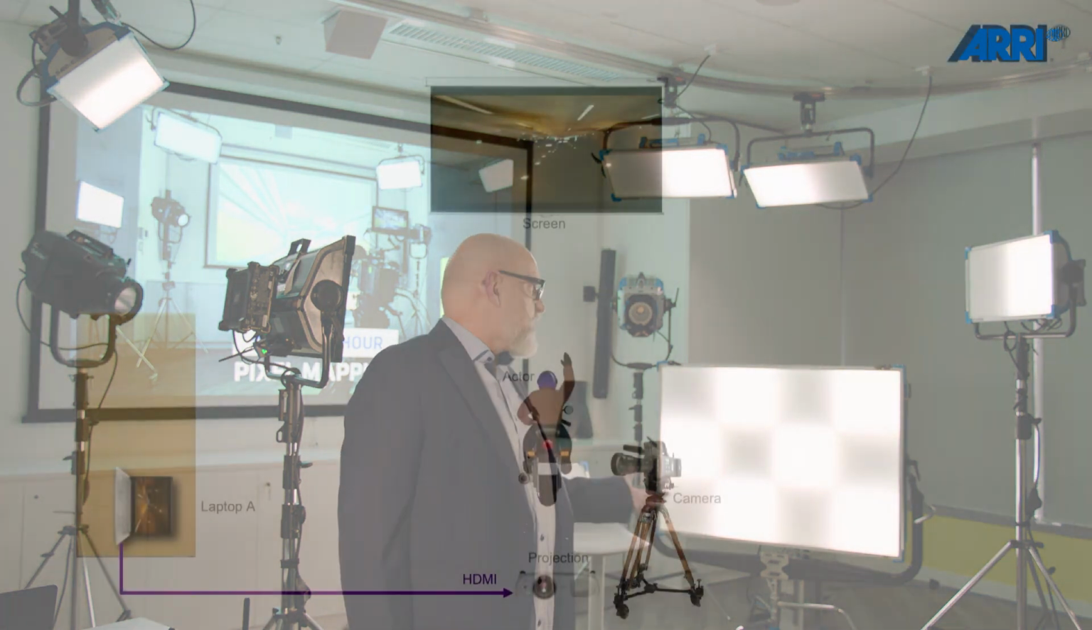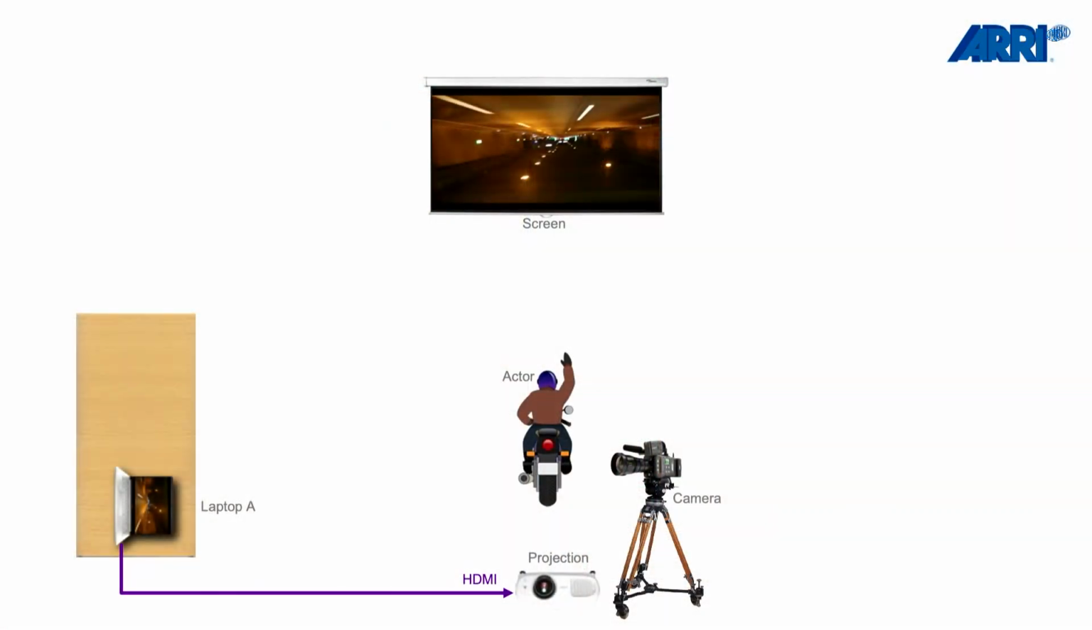We place our actor later on directly in front of the screen and the camera behind him or her in a suitable position to shoot, say, a driver in a car view or a biker on the road, both from the back. Now we're coming closer to the core of our tech talk, the ARRI lights.